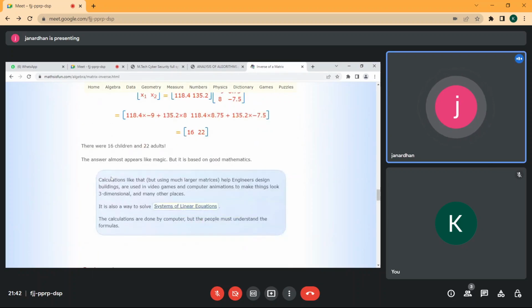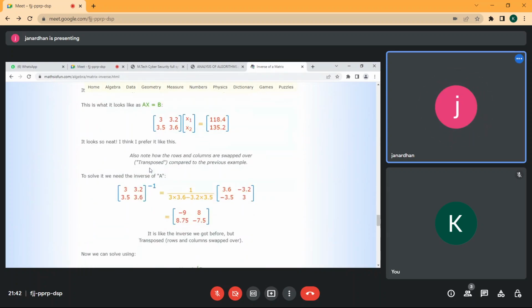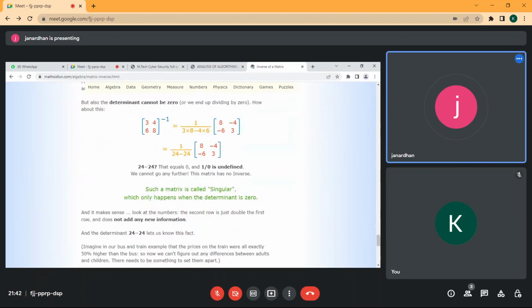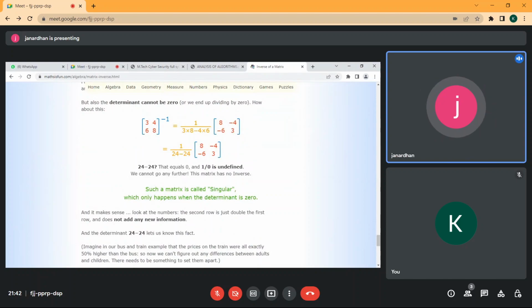Next one is that the inverse may not exist for some matrices. Here, 1 by 24 minus 24 means 0. 1 by 0 is an undefined value. So for this matrix, finding the inverse is not possible. When AD minus BC equal to 0, it means the determinant of the matrix is 0, then the inverse is not possible.